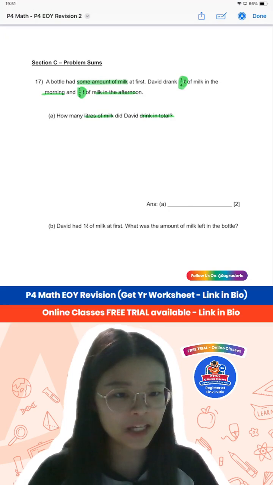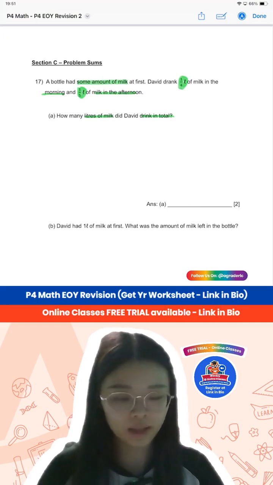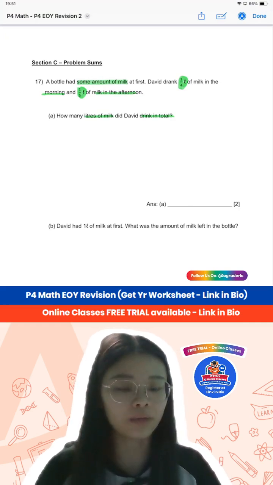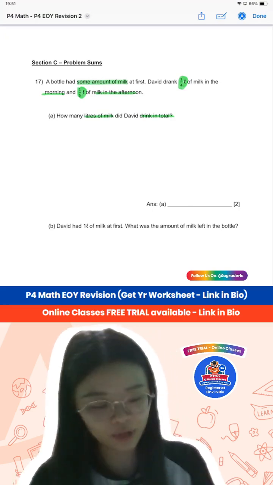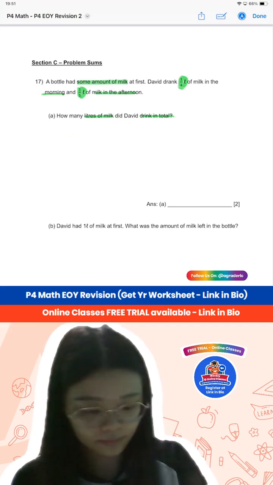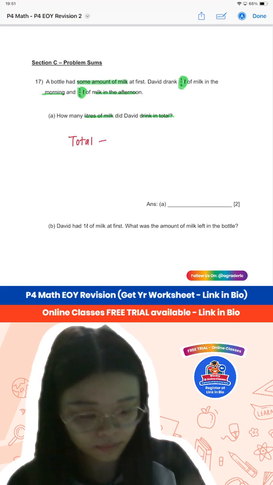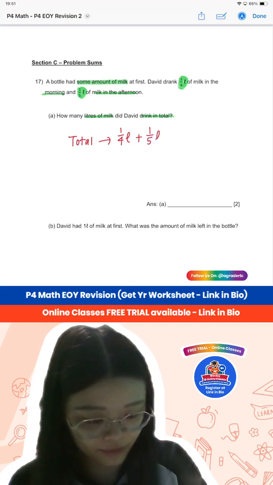Okay, Heartshape says denominator change to 20. Gwen says 82. Where did 82 come from? Make denominator the same. You are good. Okay, great. Drink in total, so we add. Okay, total. So that is 1/4 liter plus 1/5 liter.